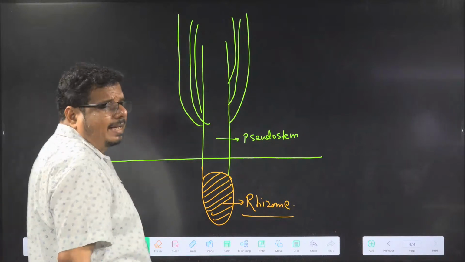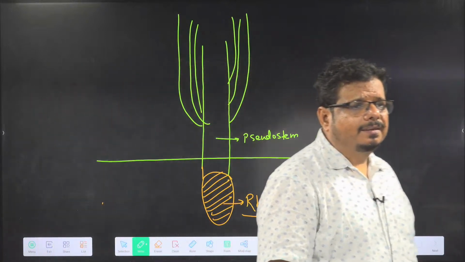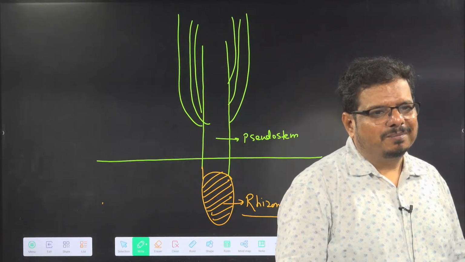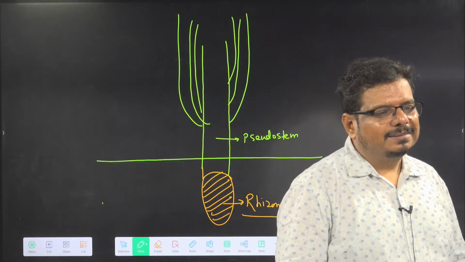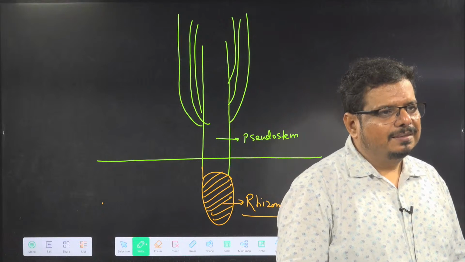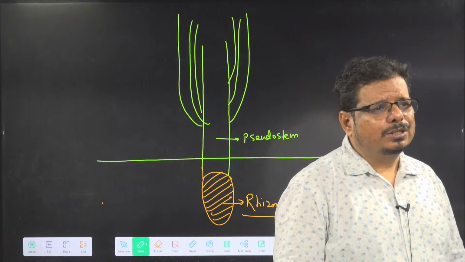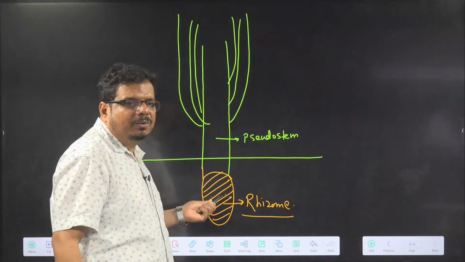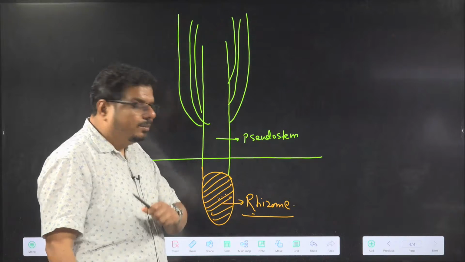So the main stem of the banana is what, basically? Rhizome. New banana arises from which one? Rhizome. Got the idea? Clear in the mind? Understand? Of course, this pseudo stem is formed by the leaf. This is the stem of the banana which is present underground. And what is this? Rhizome.